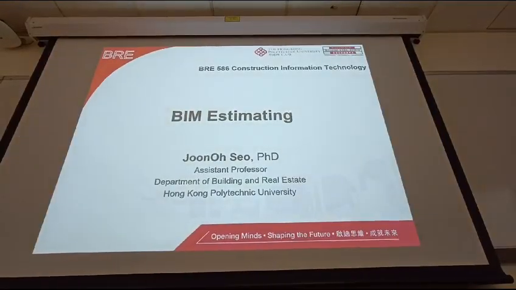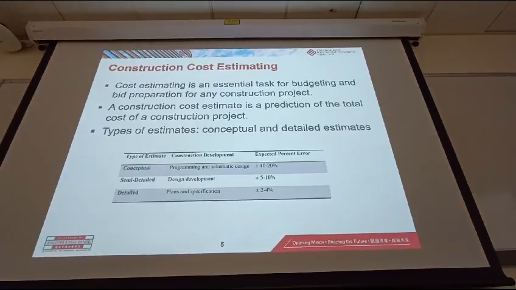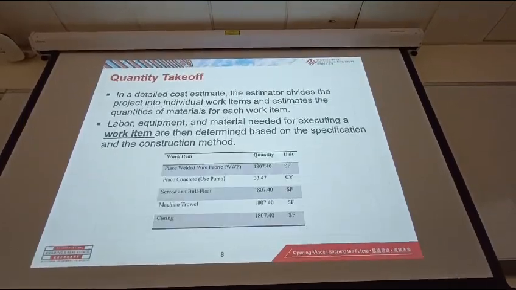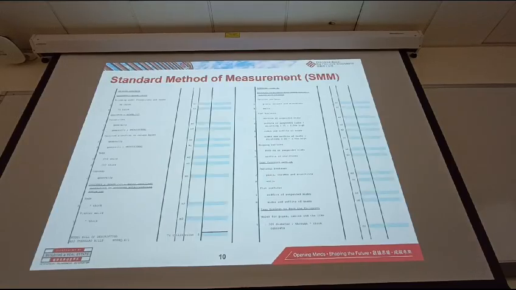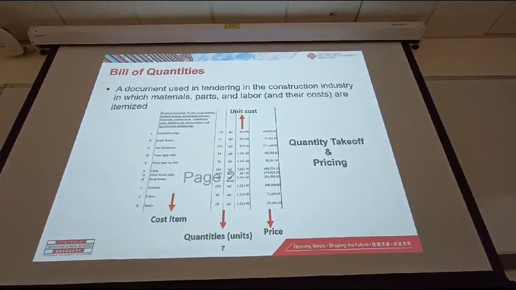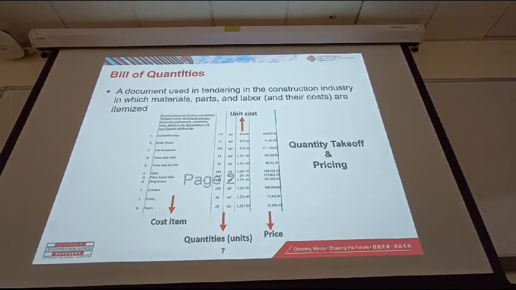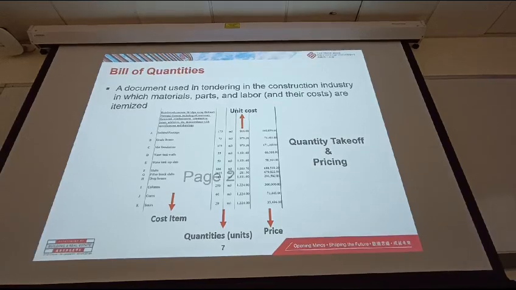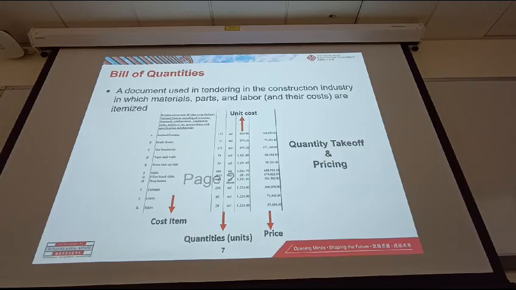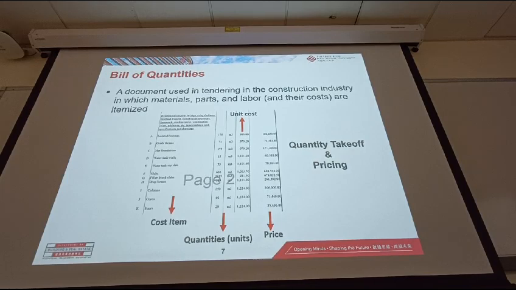How about 5D BIM, the cost estimating? I introduced what cost estimating is. Cost estimating is to prepare these bills of quantities. In the bills of quantities, we need to define the cost item from the SMM, the standard method of measurement. And then we need to measure the quantities, and we need to add the unit cost so that we can get the total project cost.